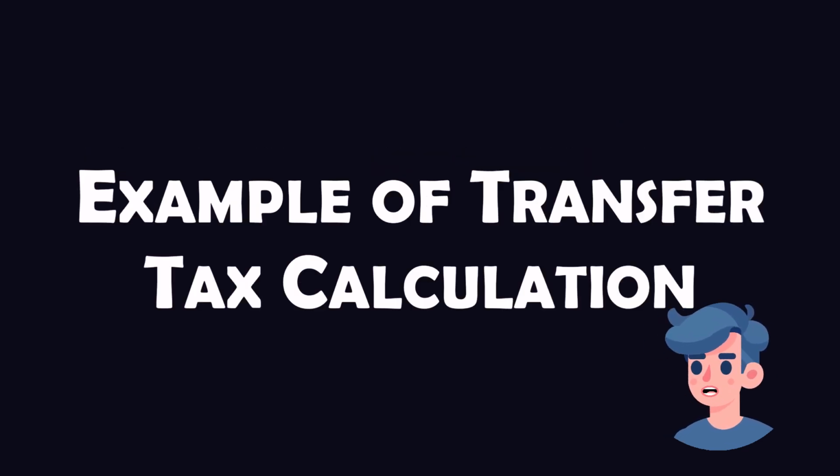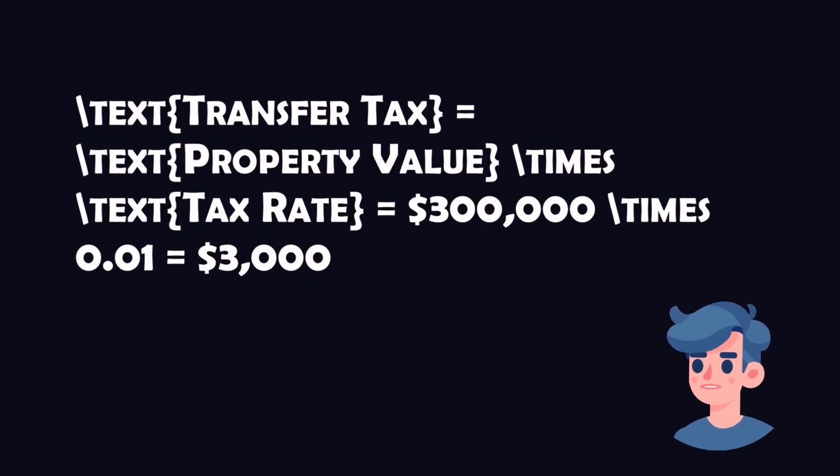To make this clearer, let's consider an example. Imagine you bought a house for $300,000. Depending on your location, the government may charge a transfer tax rate. Let's say it's 1%. This means you would owe $3,000 in transfer tax.